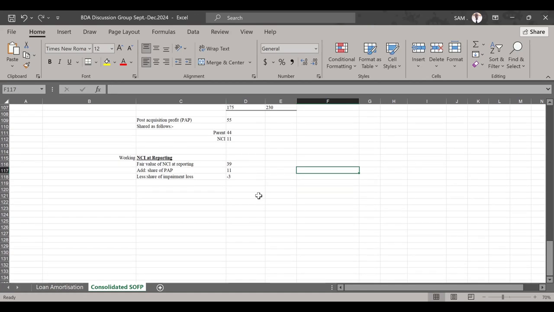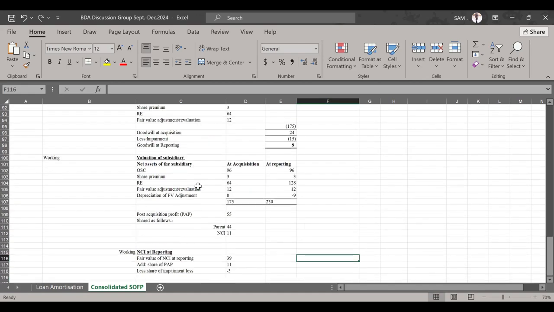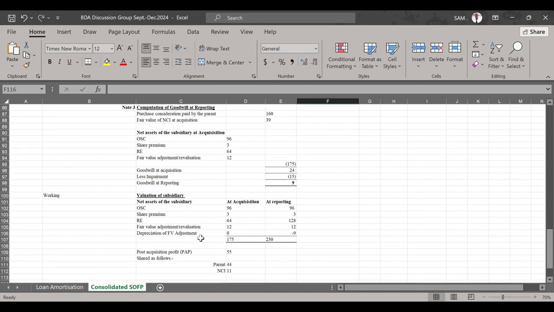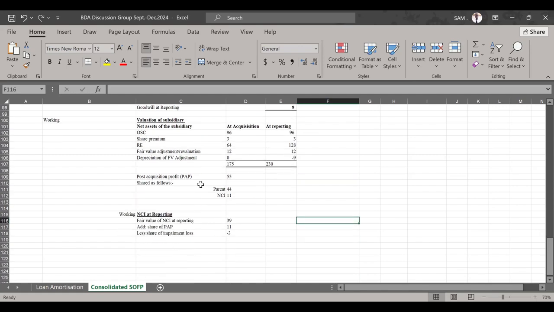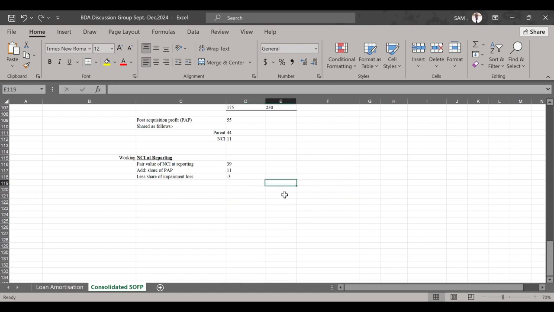So let us finish up. I'm finishing up very fast because this one is the last. I think this is the last calculation I'm doing because we've already done... Have we done investment in associate? No, but that one will not take much time. Now, the next thing we are going to do is to get the total net effect, and that comes to 47, which will be our NCI at reporting.